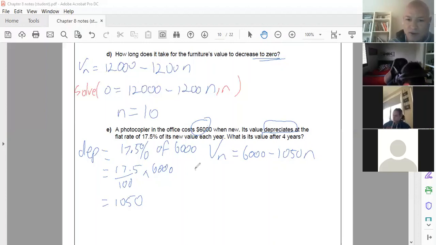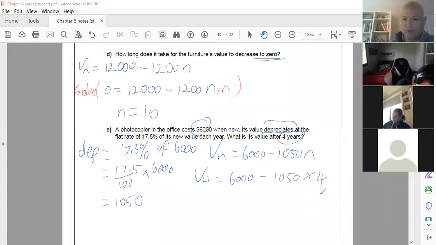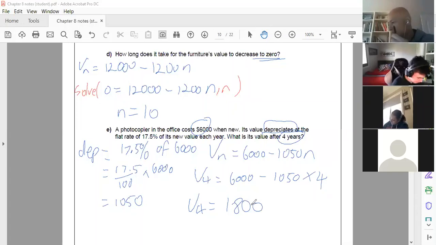And now we want V of 4 after 4 years. So V of 4 is 6,000 minus 1,050 times 4. And I get the value after 4 years is $1,800. Any questions on that one? No?